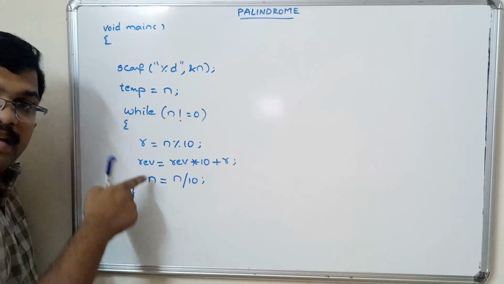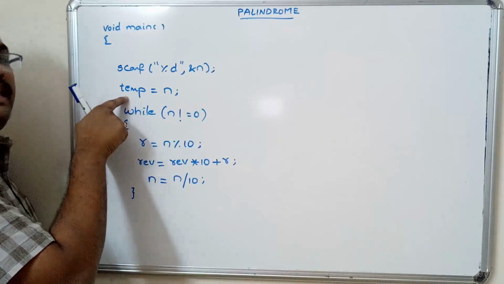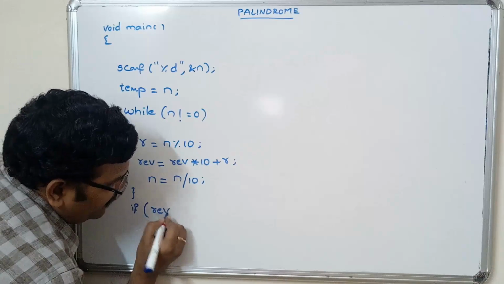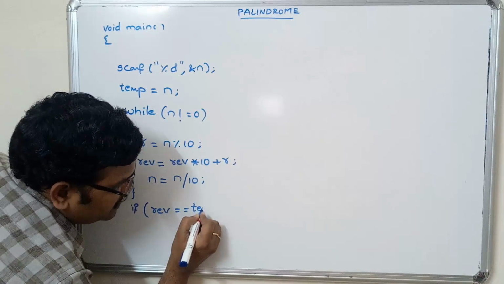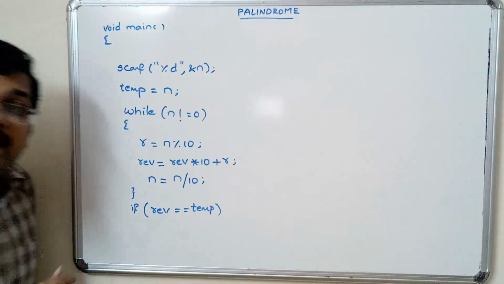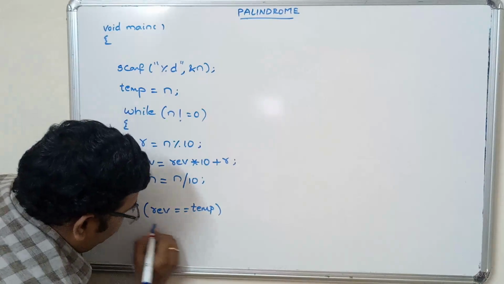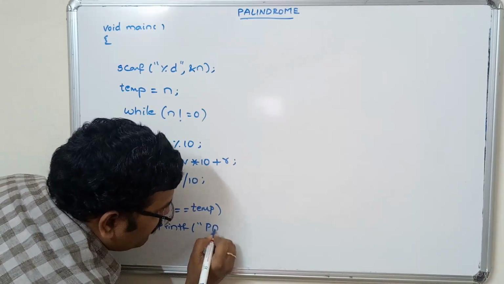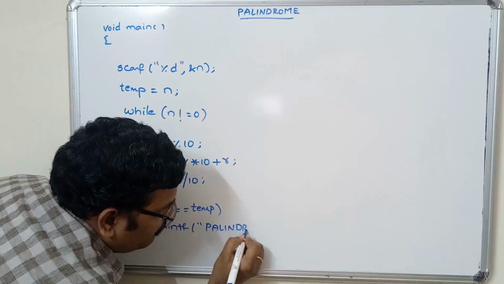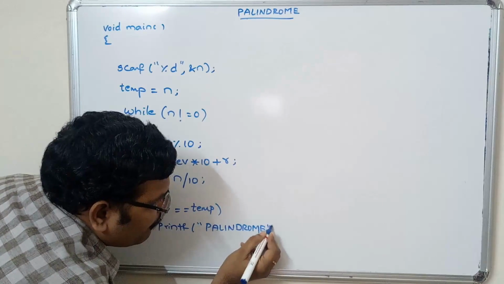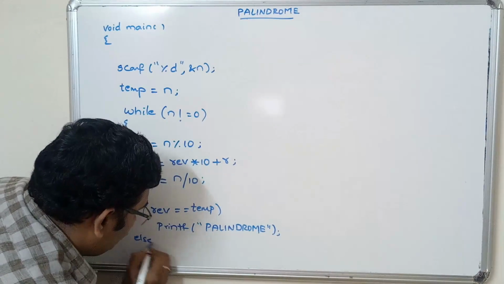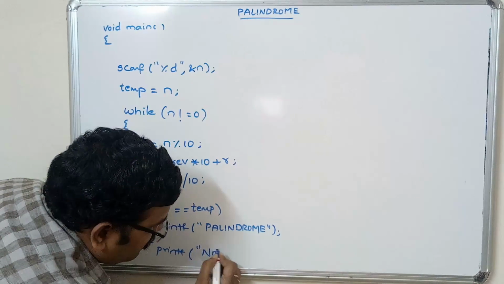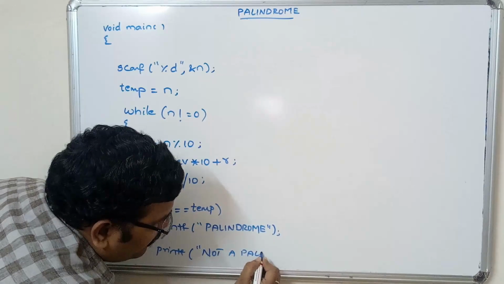Now compare this value of REV with the value of temp. So if REV is equal to temp, we can say the given number is a palindrome. So printf palindrome, else printf not a palindrome.